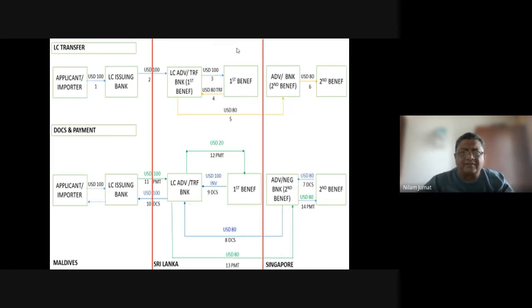But if Banda is transferring the LC, what's your problem? You just transfer it. Right? I will come to commission, you make a lot of commission on this, but we don't talk about that. So this is how it works.